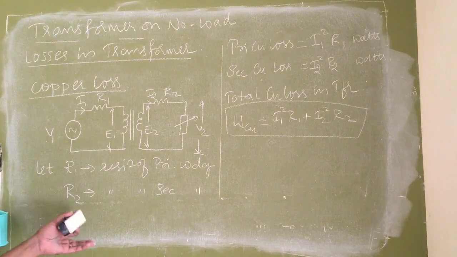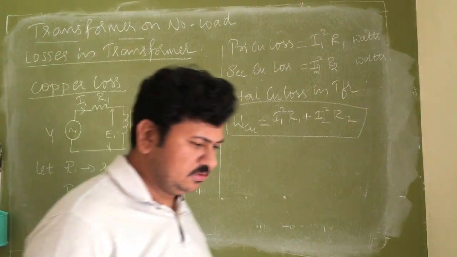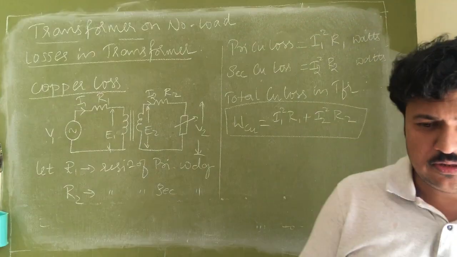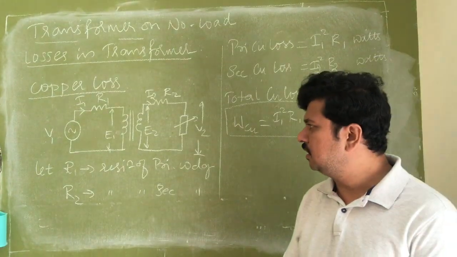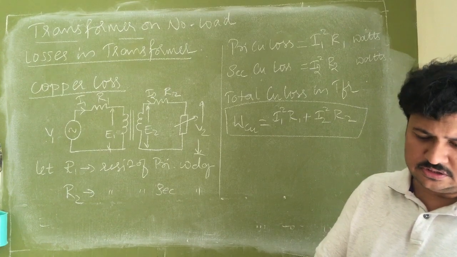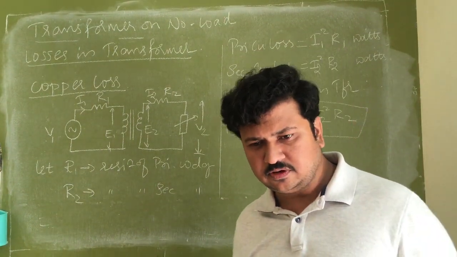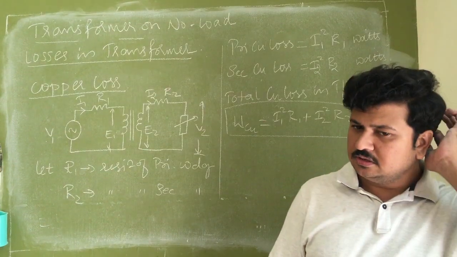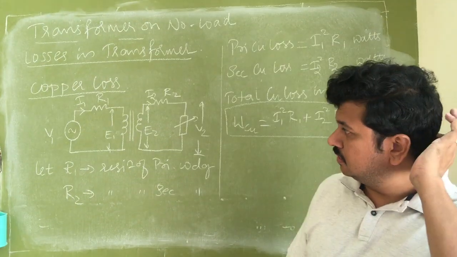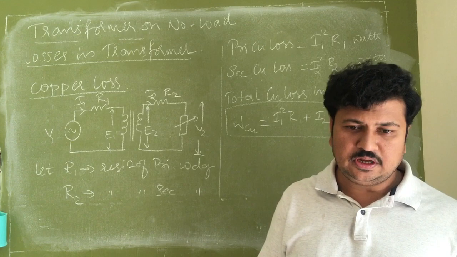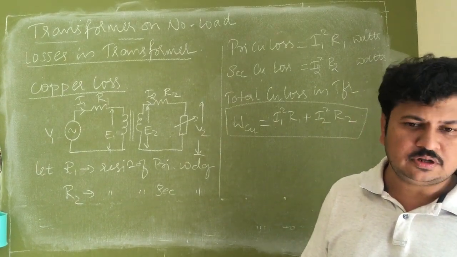That part we will see in the next class, because I have to explain a bit more in that. There are two types of iron losses, eddy current loss and hysteresis loss. So first I should explain what is hysteresis phenomena and how eddy currents are circulated in the core. Then I should be explaining about the losses in that.